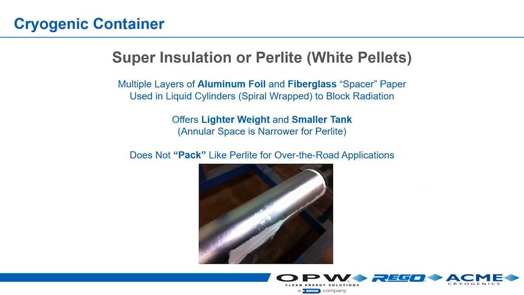So when I mentioned super insulation, in the olden days, they used to use perlite, which are really, really fine white pellets. And basically with super insulation, it's a mylar wrap. It kind of looks like aluminum foil and paper. And you're just wrapping the inner vessel around. Again, this is in the annular space where the vacuum will get pulled. And the combination of that vacuum and this super insulation will help keep radiation out of the inner vessel.